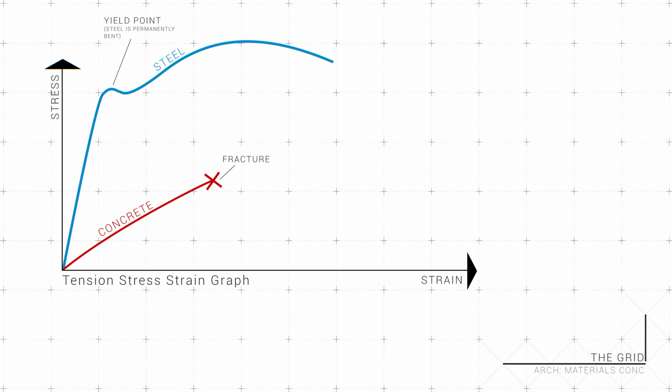See, steel has a unique elastic property where up to the point of yielding, it will bend back to its original position when pressure lets up. After yielding, steel is permanently bent and deformed, but not broken. Steel can withstand greater tensile stress after being bent, but it will eventually fracture, albeit far after concrete.